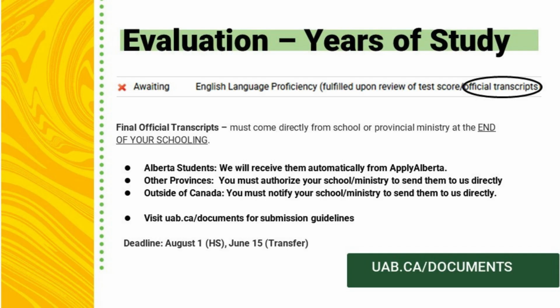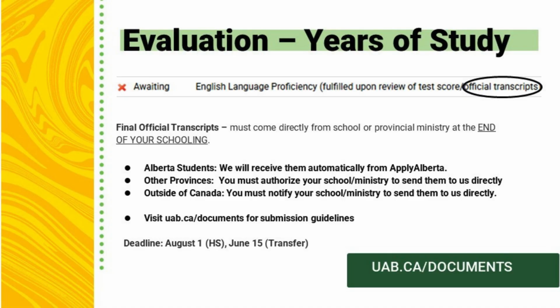We do receive all of the Alberta students' ones automatically. So just FYI, if you are an Alberta student, we will receive your transcript automatically. You don't need to send us anything. We'll just ensure that you have years of study based on that transcript that we receive. For other provinces or outside Canada, it is your responsibility to make sure that your school or ministry does send us your transcripts before that deadline, the August 1st deadline for high school or June 15th for transfer.